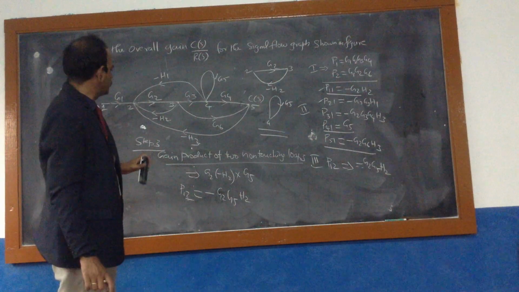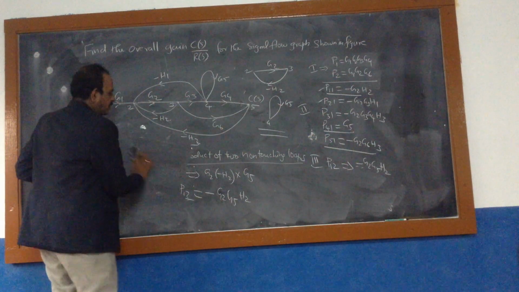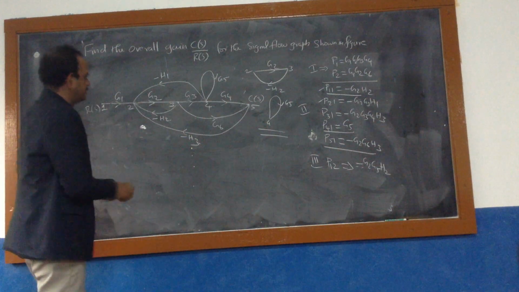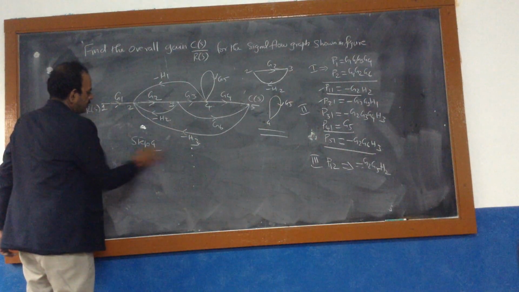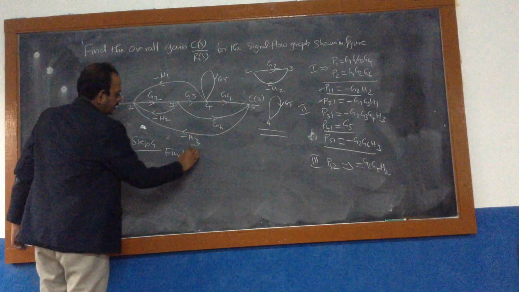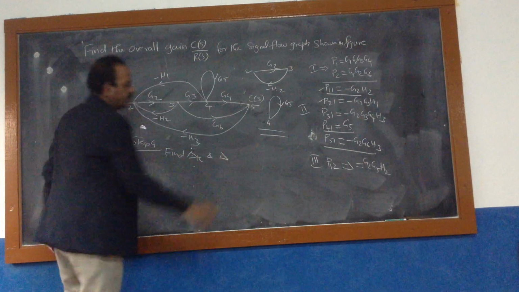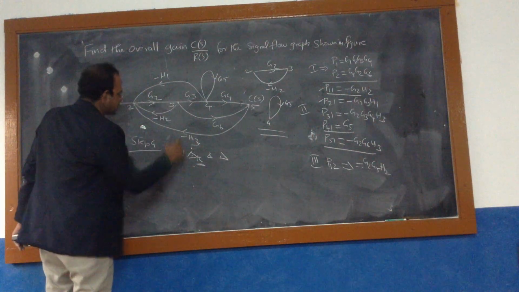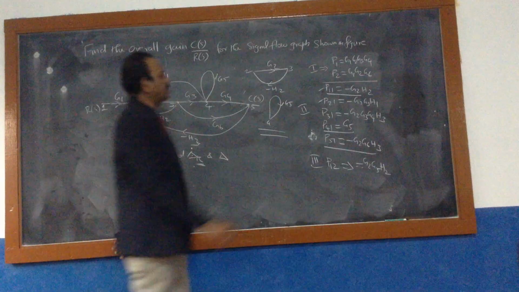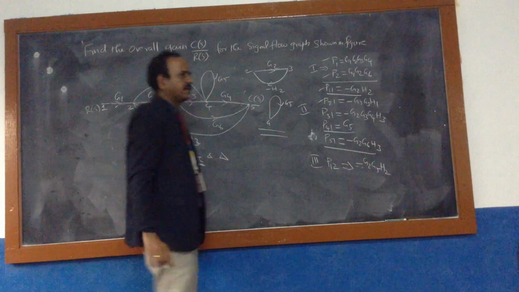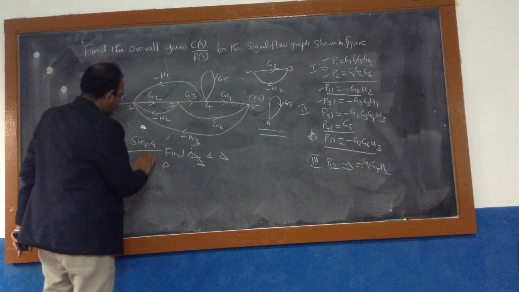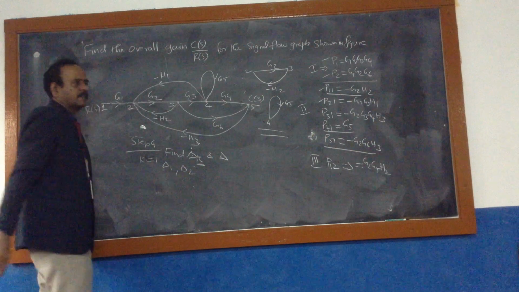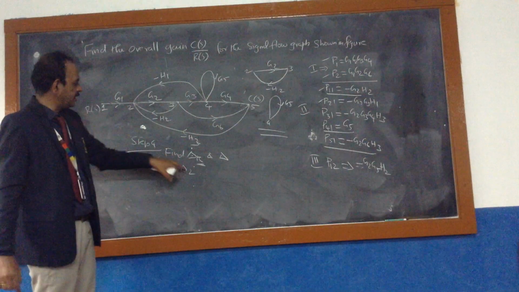Okay, we got the two non-touching loops. So next, the fourth step, we are going to find the delta k. k represents 2. Therefore, we have to find del 1 as well as del 2. Del k represents del 1 and del 2.